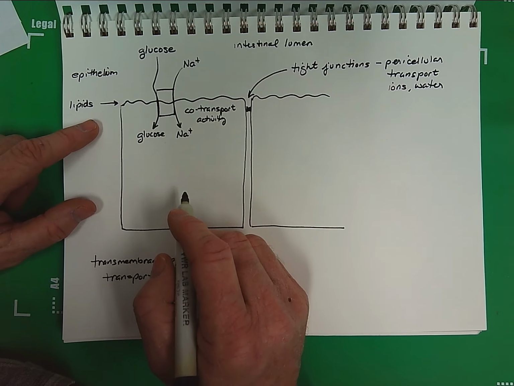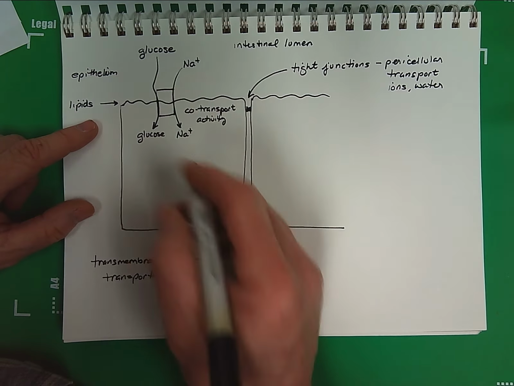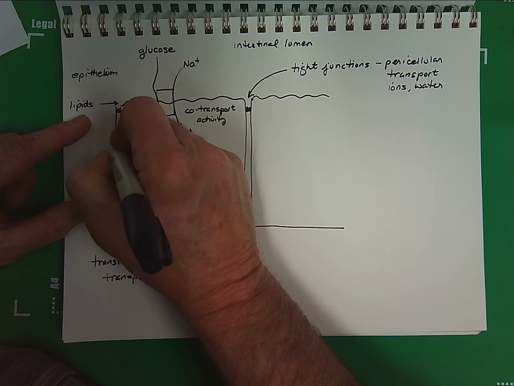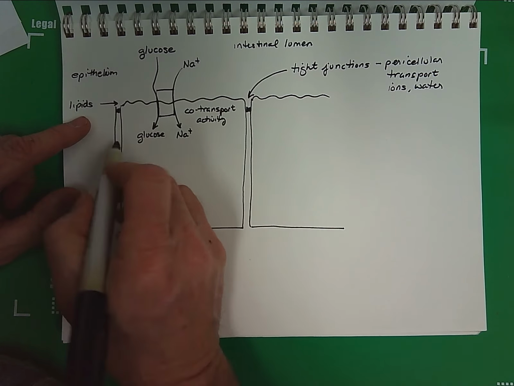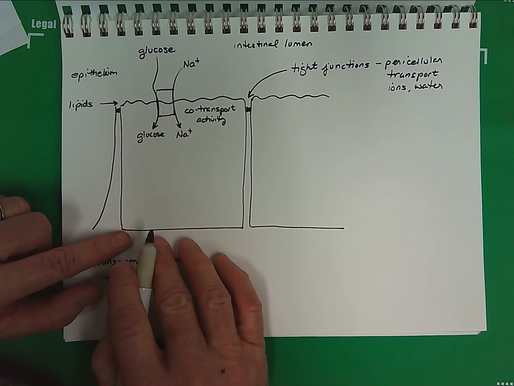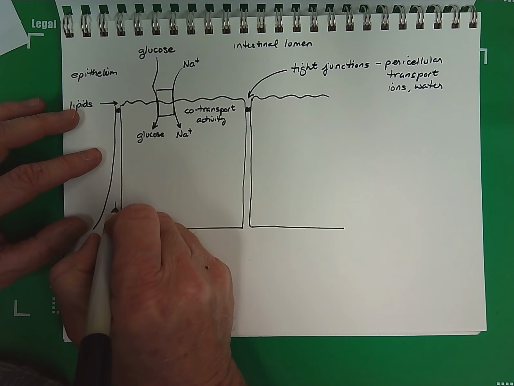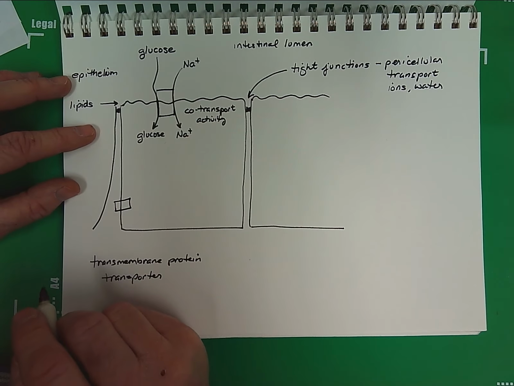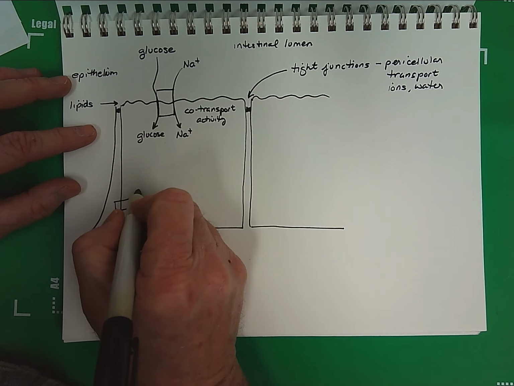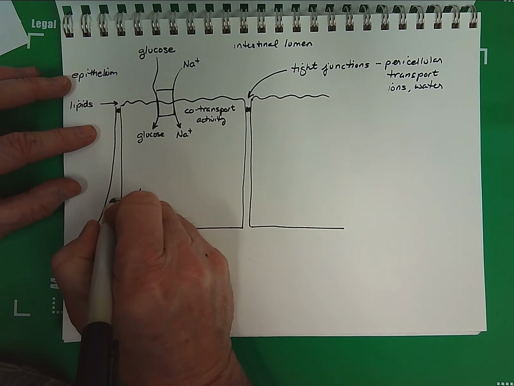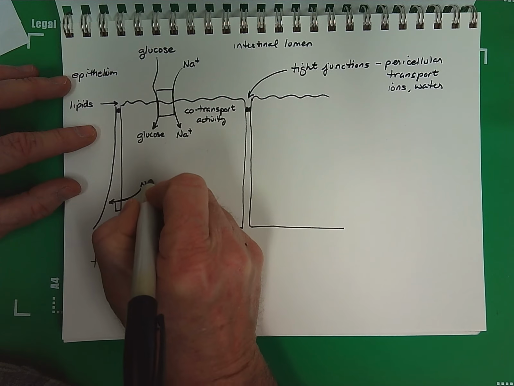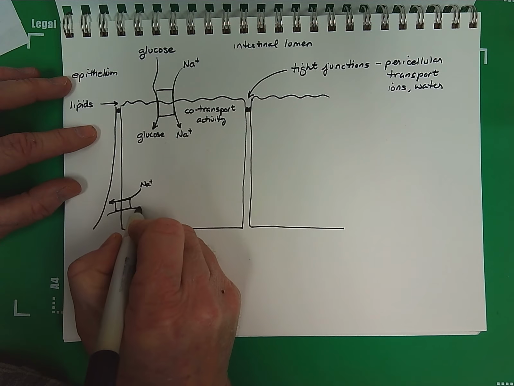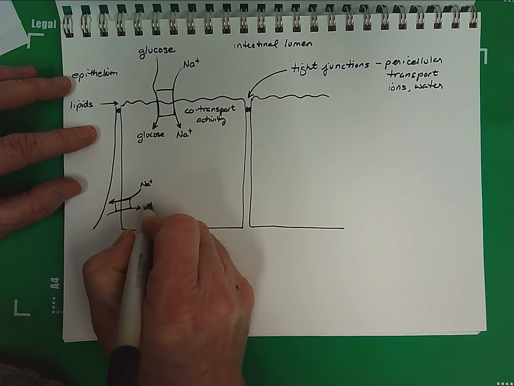Now, what powers all of this? Well, if we look at what is called the basal surface of the cell down here in this region, we will find another transporter. This transporter is effectively going to be transporting sodium out of the cytoplasm of the cell, and it will transport potassium inside the cell.